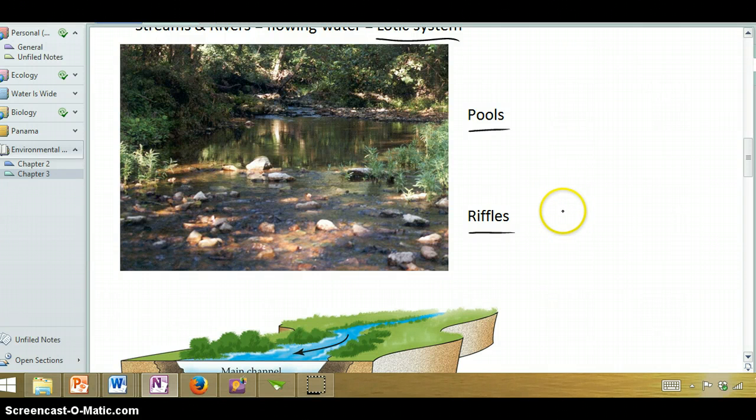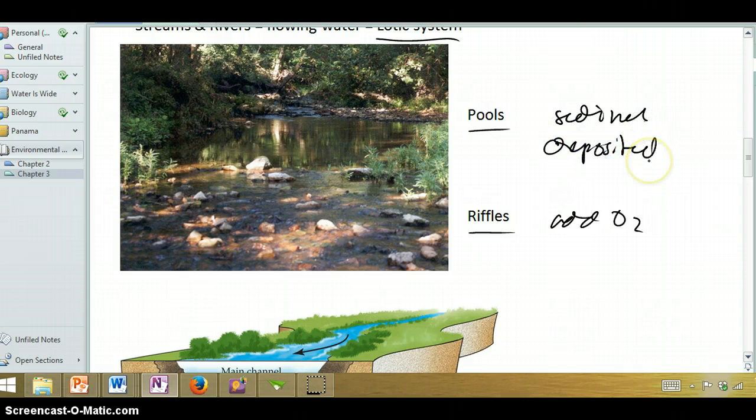Riffles are important for water because when water moves more quickly and is agitated, it can add oxygen to the water. Pools, where the water slows down, if there's any sediment being carried in the water, the sediment will tend to be deposited. So the bottom of a pool or a part of the river that's moving more slowly will tend to have more sediment on the bottom, more muck. If you were to walk in it, it would feel kind of mucky. Whereas riffles, because the water's moving more quickly, tend to be relatively rocky and not have a whole lot of sediment in them.